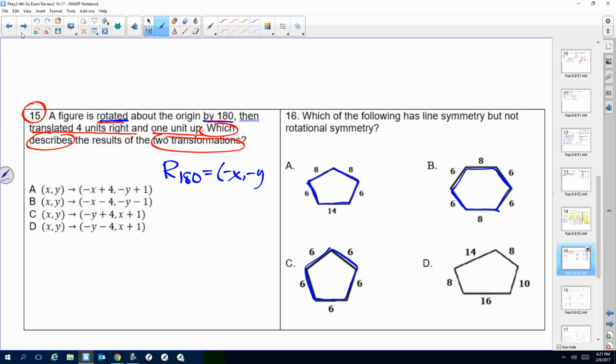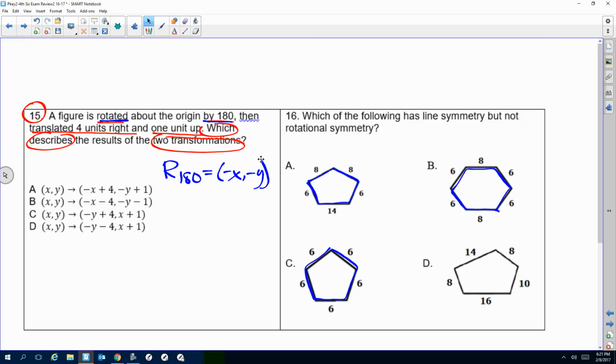So after that, it says we're going to translate 4 units to the right. If I'm moving to the right, is that adding or subtracting? Adding, exactly. So that's adding on the x-axis. If I'm going to the right, that's plus to the x. If I'm going to the left, that would be minus to the x. So basically, I have this negative x, and now I'm adding 4 to it because I'm going 4 units to the right. Well, then it says we're going to go 1 unit up.